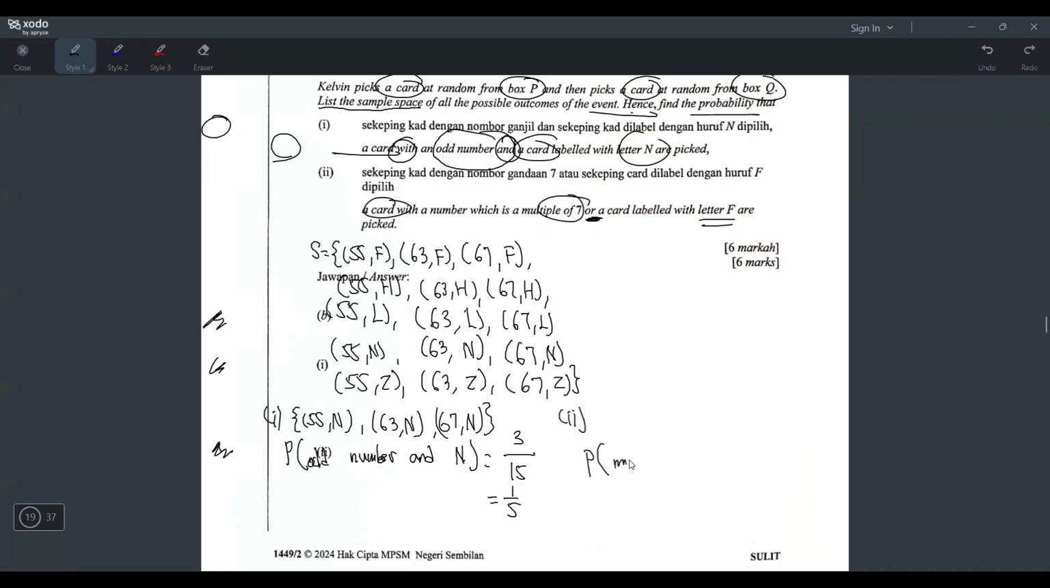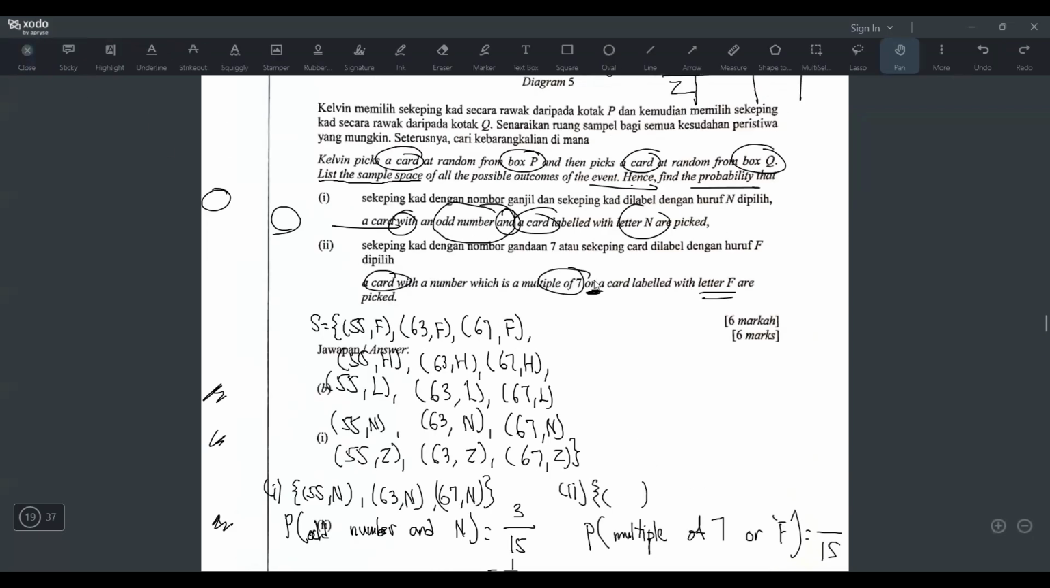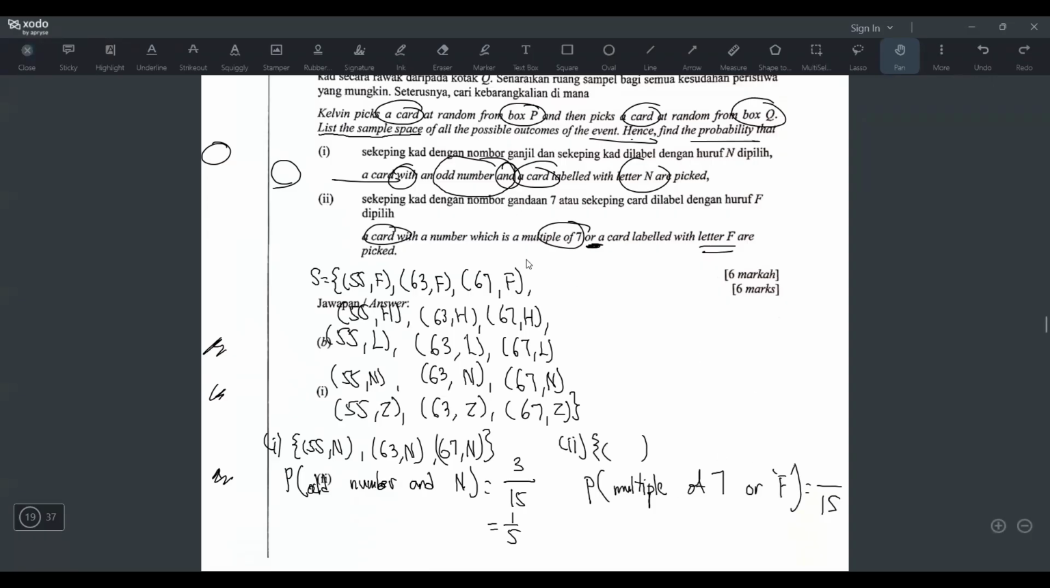Multiple of 7, or letter F, right? So definitely it's over 15, confirm must be over 15, right? But we have to list down how many outcomes out of the 15 satisfy this condition. So multiple of 7 or F. Okay, what does it mean by or?